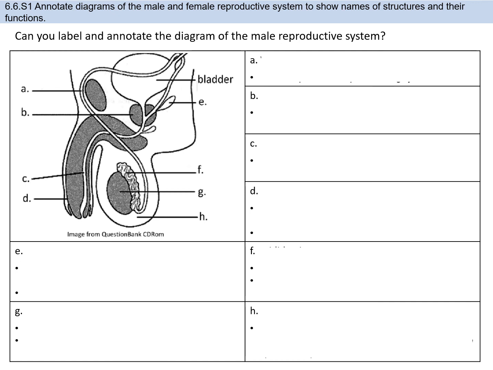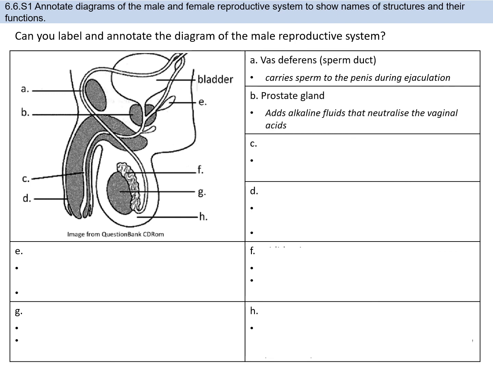And then, of course, you have to know all of the parts of the male reproductive system. Okay, so first starting at A, we have the vas deferens, which is the sperm duct. That's going to be responsible for carrying the sperm to the penis for the process of ejaculation.